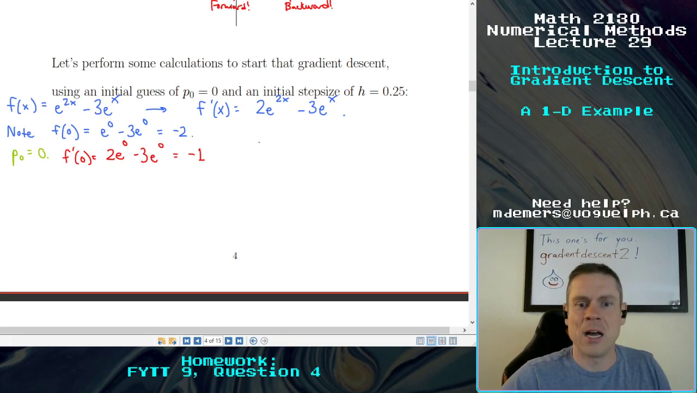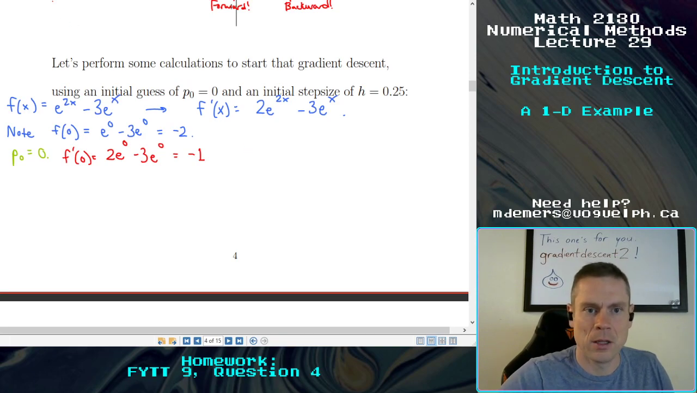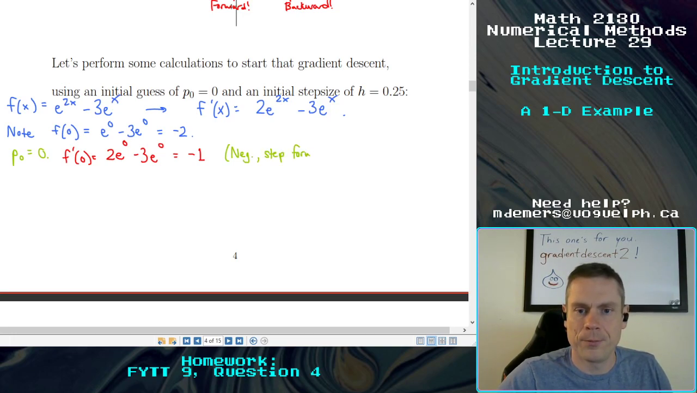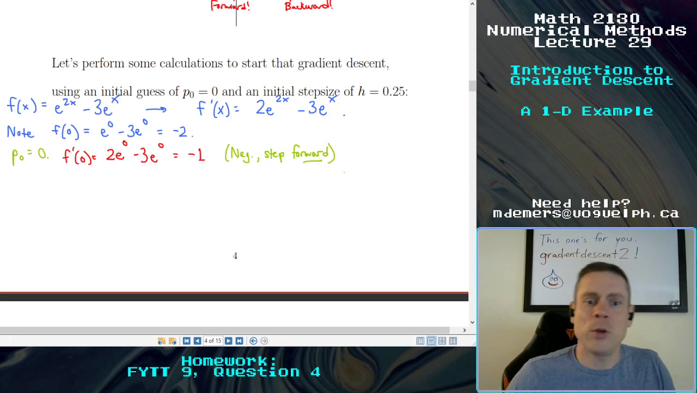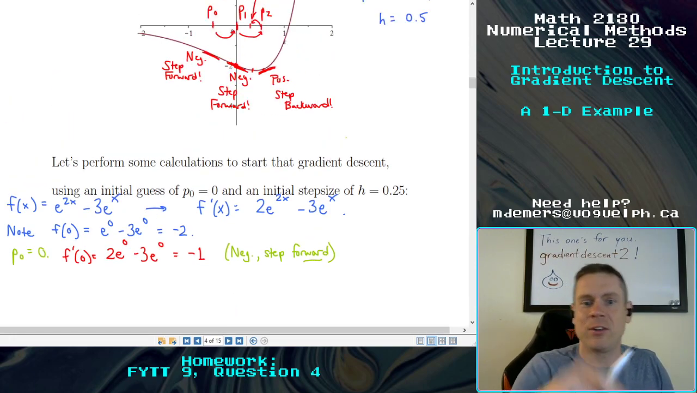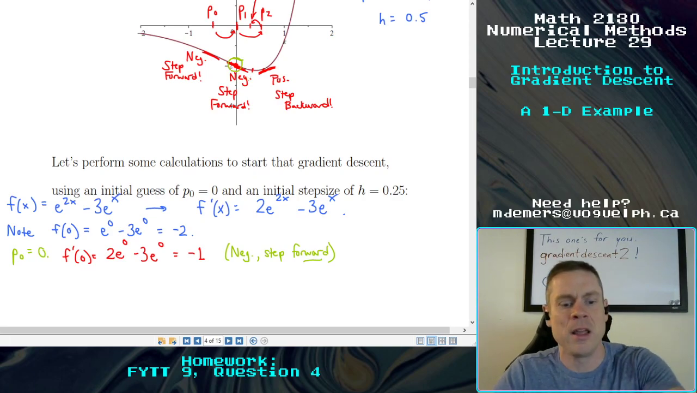So let's write down something about that. Negative, we step forward. You can see that in the graph, right? If we were at 0, we saw that the tangent here is negative. We're going to take a step forward. Here we're using 0.25 for our h.